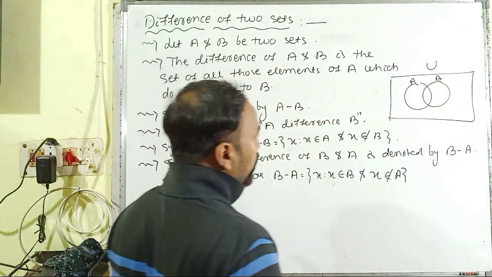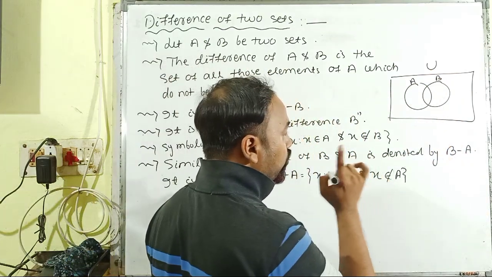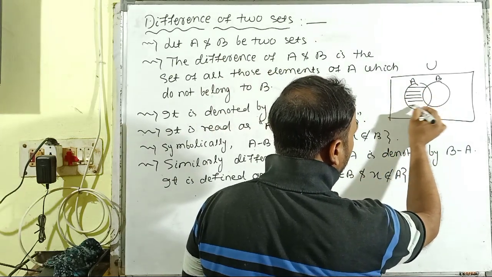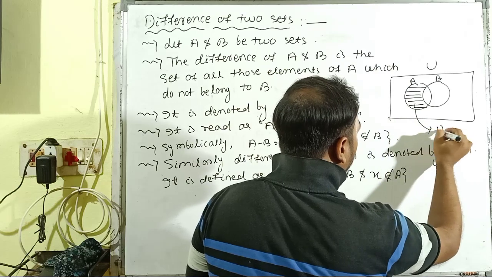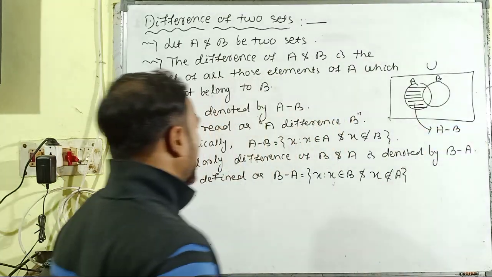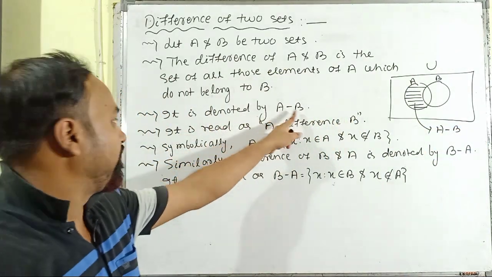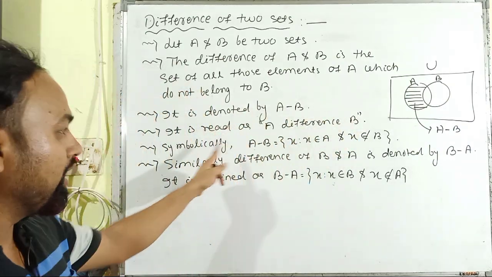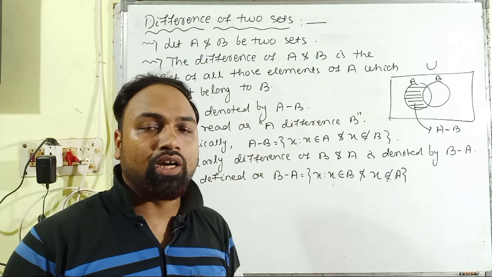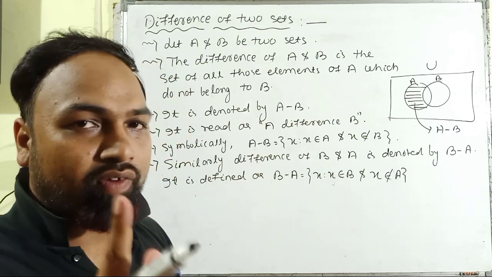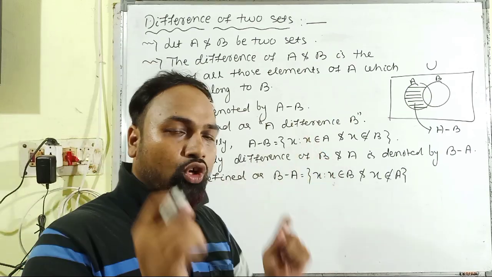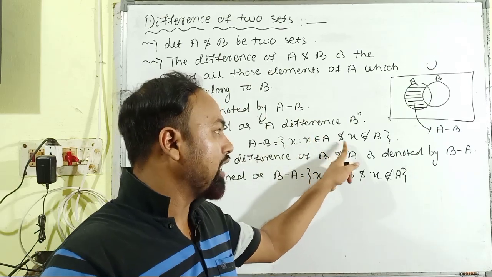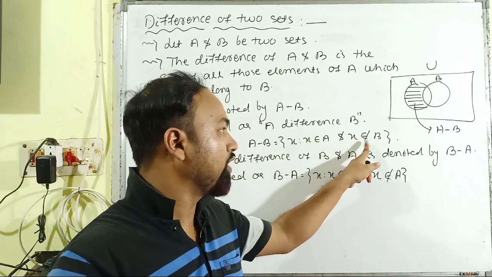The elements that are present in the set A but do not belong to the set B, the shaded portion, represents A difference B, and it is denoted by A − B. It is read as A difference B. Symbolically, A difference B in the set builder method can be defined as {x such that x belongs to A and x does not belong to the set B}.